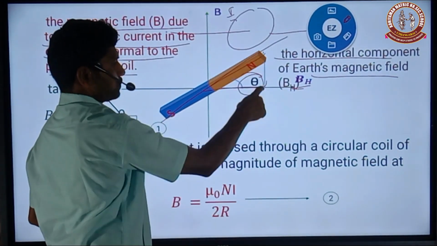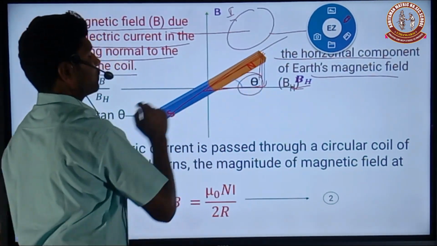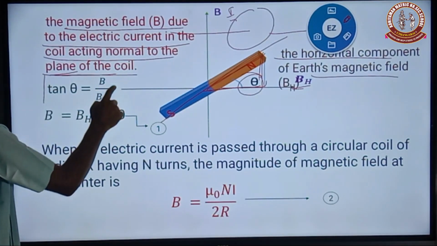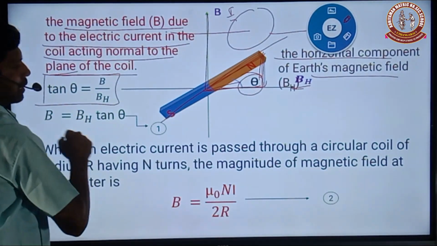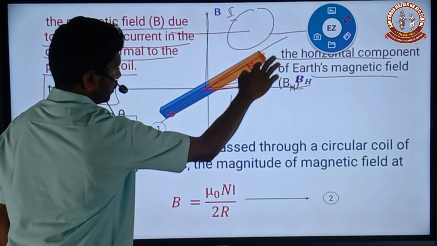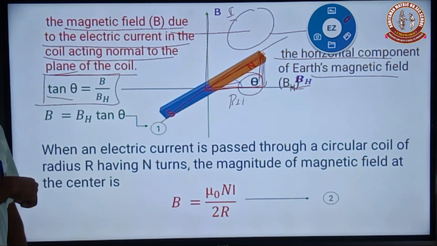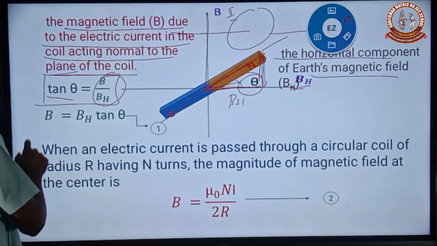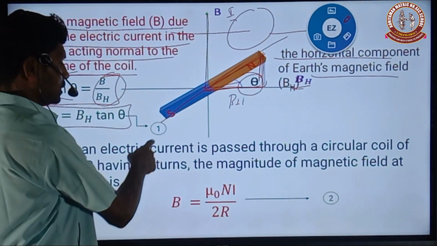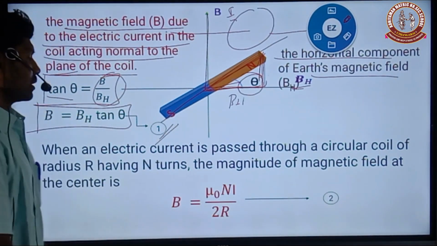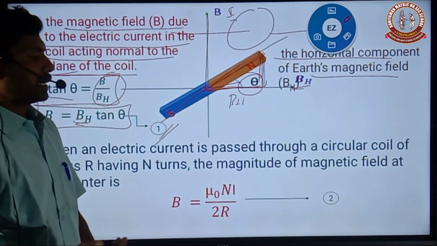So draw the triangle with angle theta. Tan theta is equal to the opposite side by the adjacent side. The opposite side is B, and the adjacent side is BH. So tan theta is equal to B by BH, so B is equal to BH tan theta. This is equation number 1. B is the magnetic field due to the electric current, and BH is the horizontal component of the earth's magnetic field.